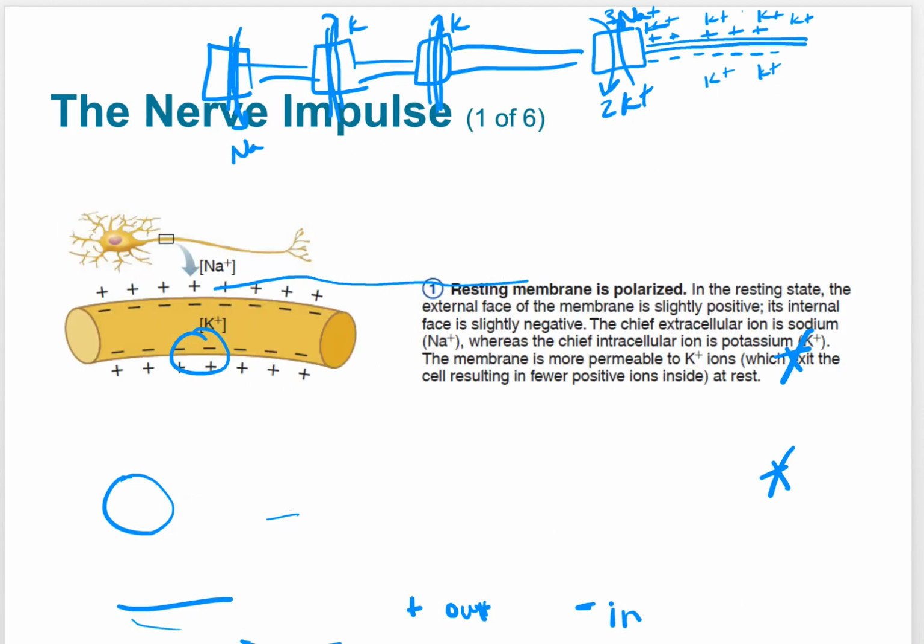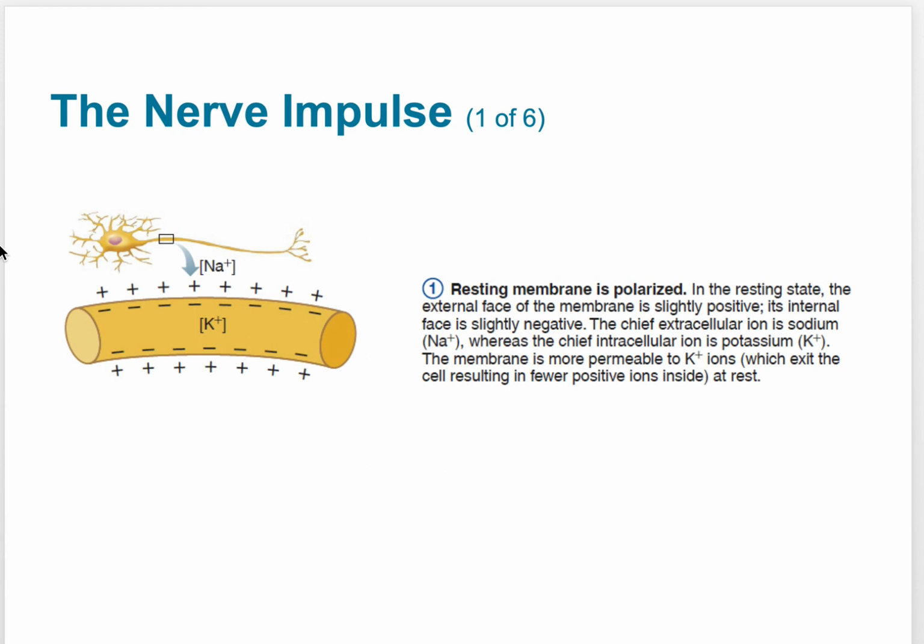So let's take a look at this. First, resting membrane potential. Remember, we have more positive outside than we do inside. So even though there's potassium inside, there's just not as many positives as there are outside. So the inside tends to be slightly negative. In the resting state, the external face of the membrane is slightly positive, its internal face is slightly negative.